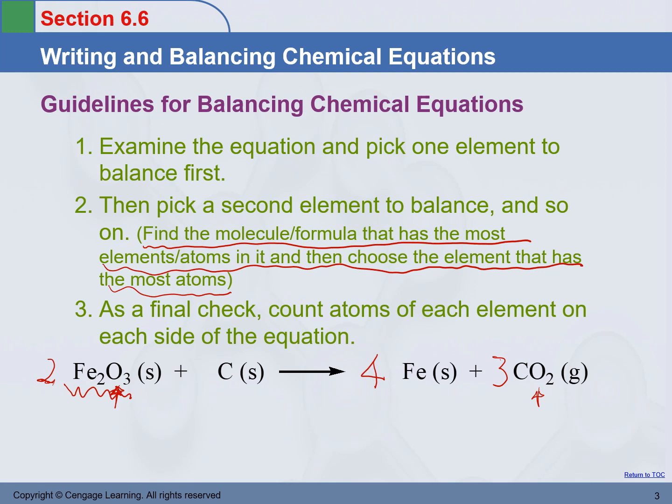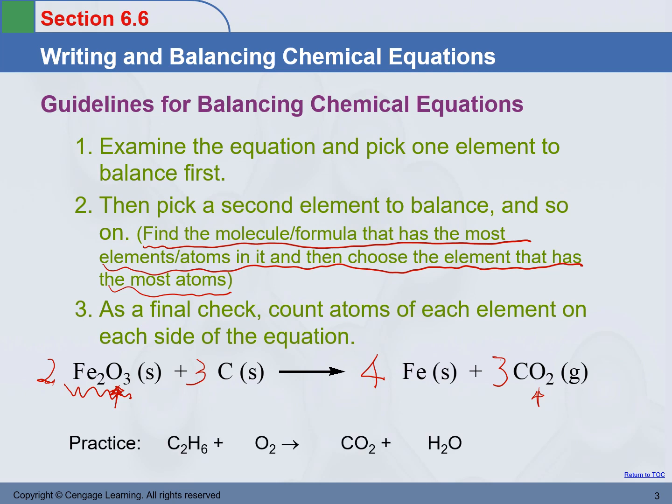The only thing left is carbon. On the left, you have 1. On the right, you have 3. You put a 3 here. It is balanced. It's pretty simple and straightforward. That's true. However, sometimes it might be a little bit more complicated than this, though not a lot for this class. So let's practice another one by using the guideline.